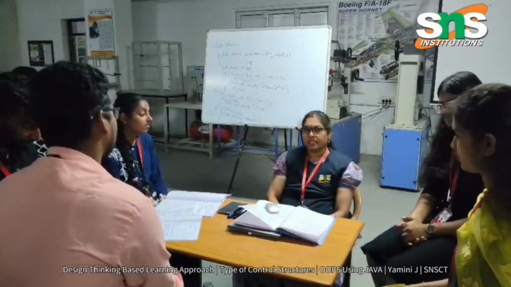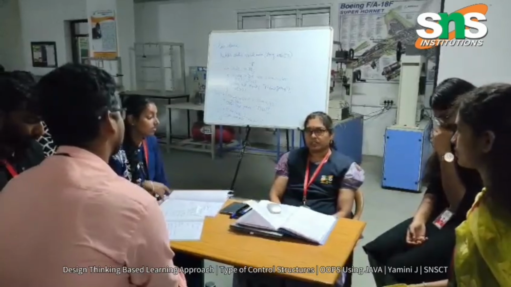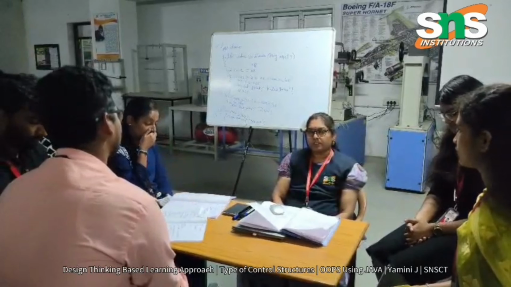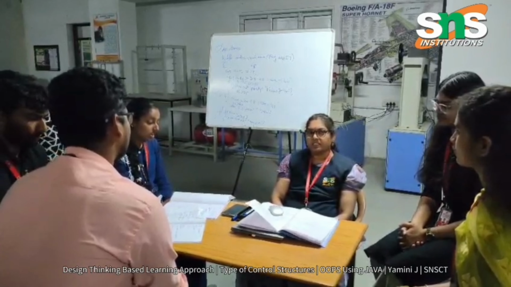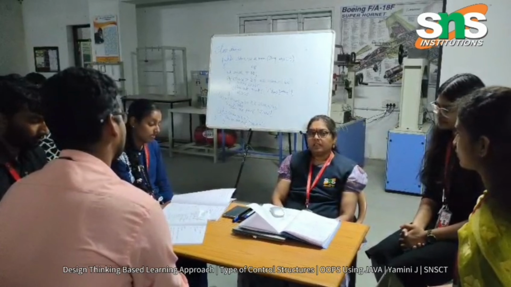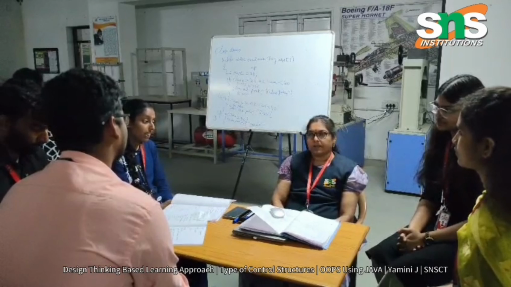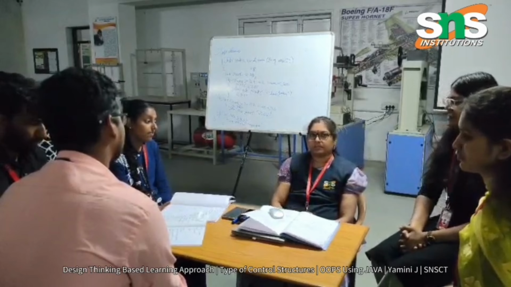Today we are going to discuss control structure. There are three types of control structure: conditional, iterative and unconditional statements. This information is explained by students.